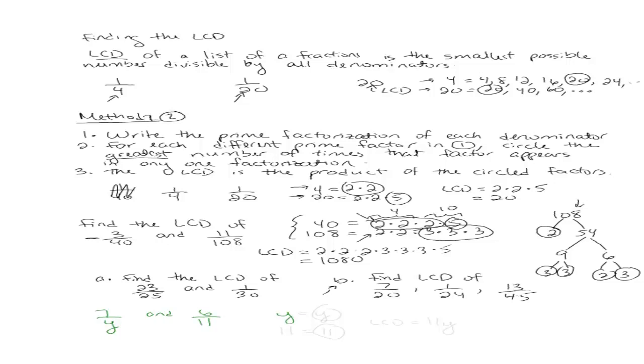So I'm going to break up the prime factors of y, and we don't know what y is, so we're just going to assume it's y. And the prime factors of 11. And what are the prime factors of 11? None. 11. It's already a prime number. I'm going to circle the greatest number of times each one appears. So what's my LCD here? 11y. Simple as that.